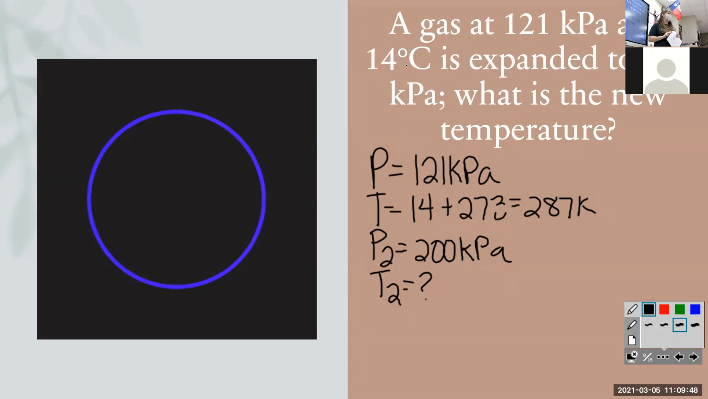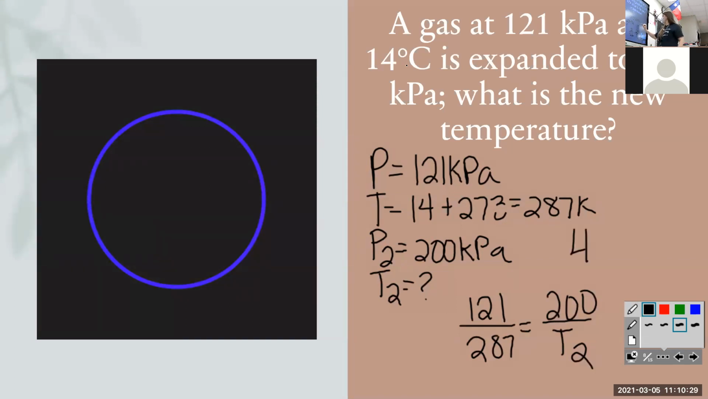I forgot the formula. So it's P1 over T1: 121 over 287 equals P2, which was 200, over T2. And then you just cross multiply. So you multiply pressure 2 and temperature 1, and then divide by pressure 1. Correct. So when you solve for it, you get your temperature of 474. Good job.